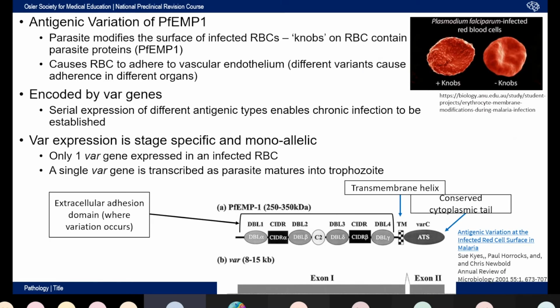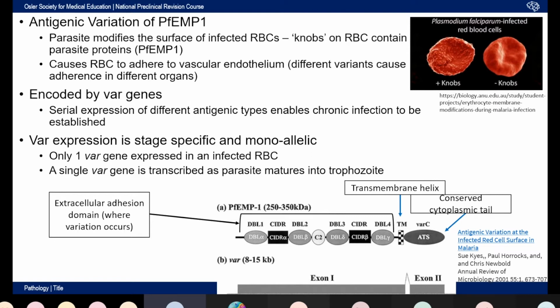So one of the ways malaria evades the immune system is by using antigenic variation. When Plasmodium invades the red blood cell, it modifies the surface of the cell, forming knobs on the red blood cells. You can see those in the image in the corner. These knobs on the surface contain parasite proteins, including PfEMP1, and they cause the red blood cell to adhere to vascular endothelium.